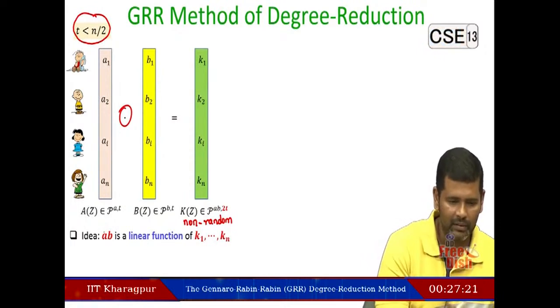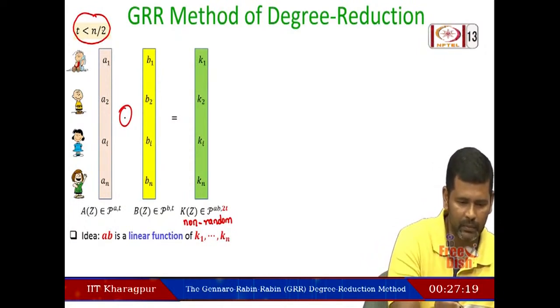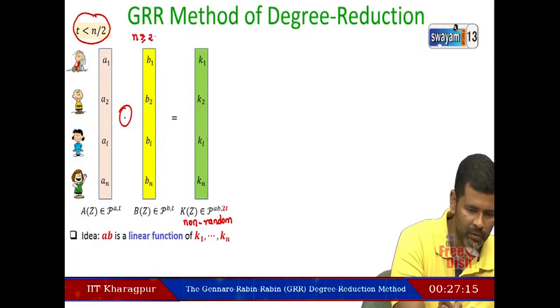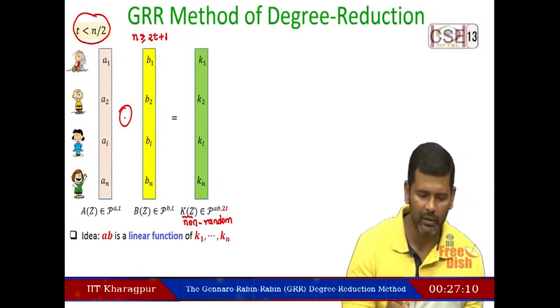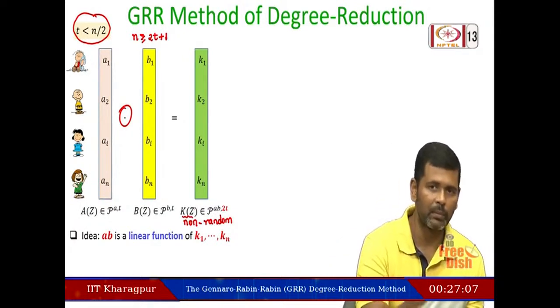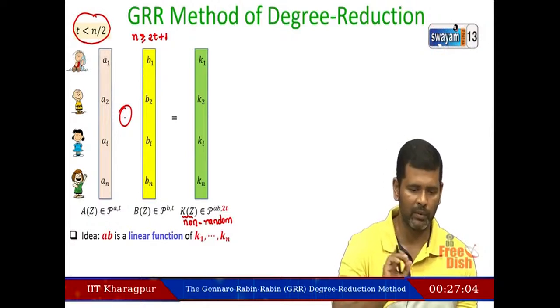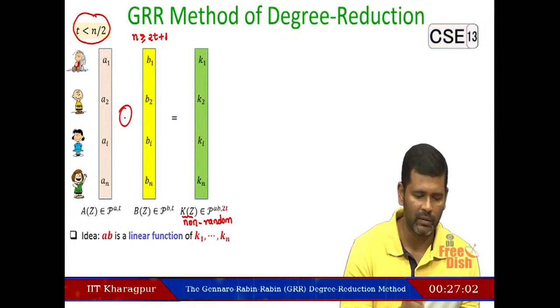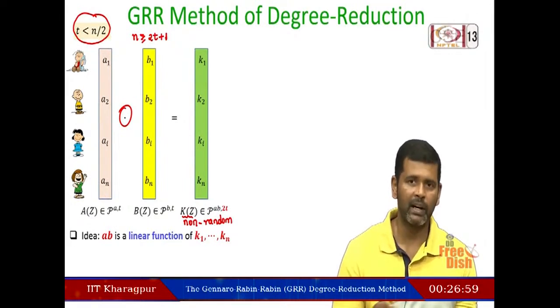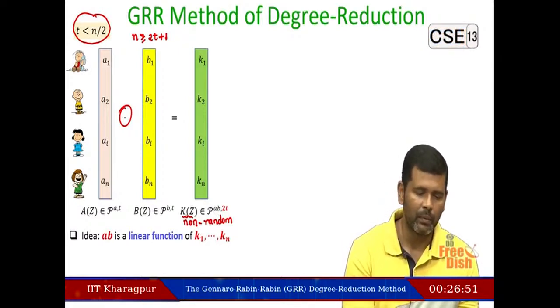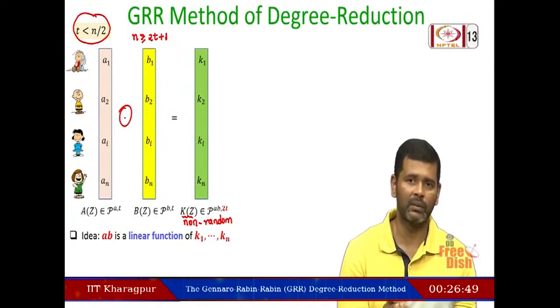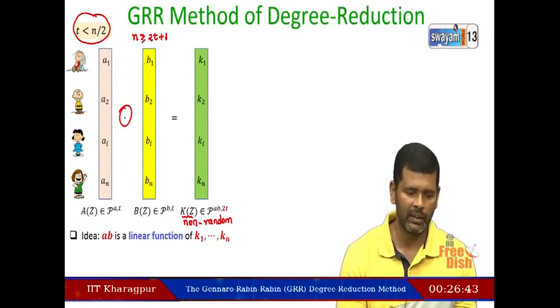Now, the idea is that since t is less than n over 2, that means n is greater than or equal to 2t plus 1. The degree of the k polynomial is 2t, and we have at least 2t plus 1 shares of this k polynomial available. By the way, I will interchangeably use the terms shares of the polynomial and shares of the value. Both mean the same thing: distinct points, or distinct evaluations, of the sharing polynomial.